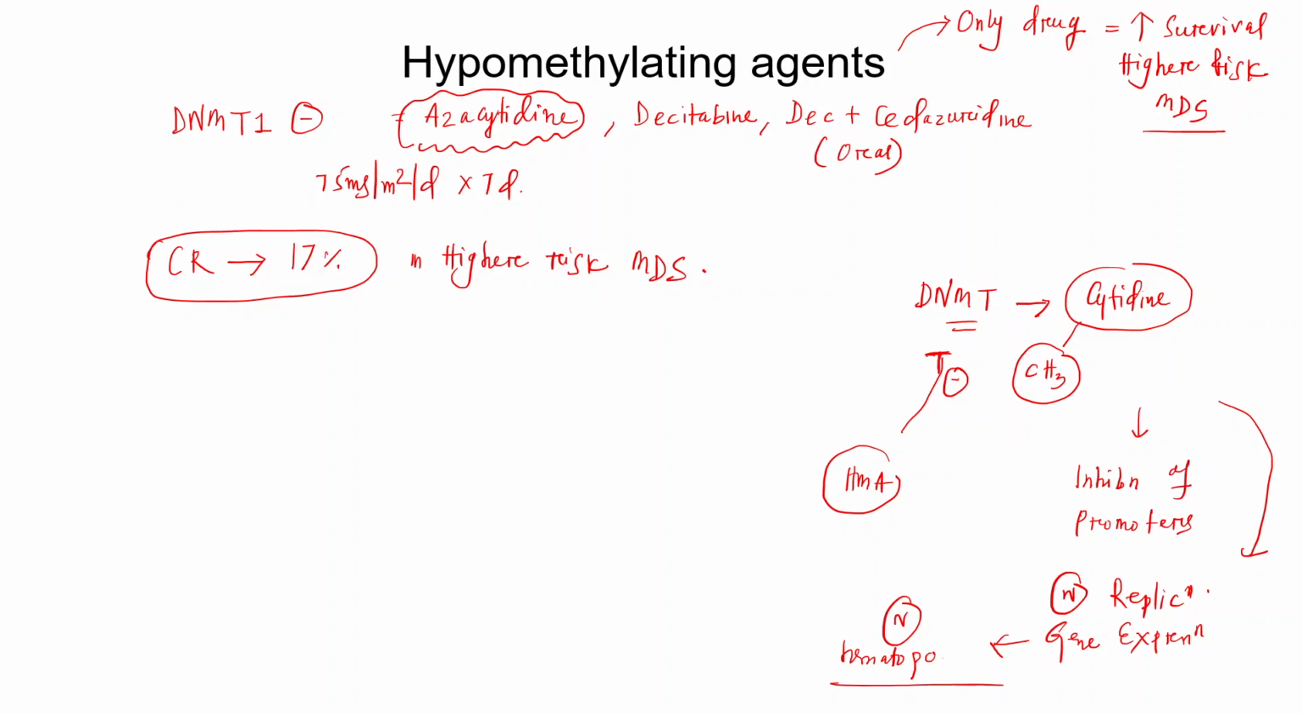Okay, and I told you the drug azacitidine is used most commonly, and this has shown a good response in higher risk MDS. Now coming to what are the side effects? The most important side effect is bone marrow suppression. That means they will cause neutropenia and thrombocytopenia.